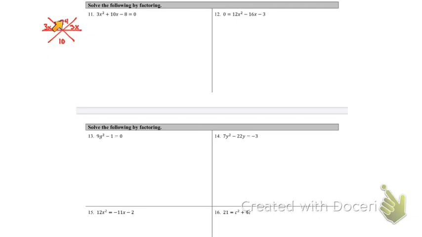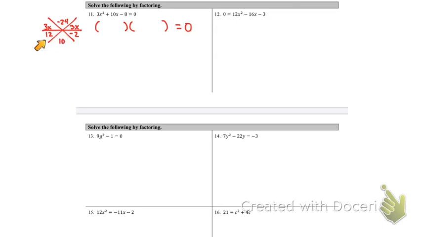What multiplies to negative 24 that adds up to positive 10? And that answer is going to be 12 and negative 2. Okay, so 12 times negative 2, negative 24. 12 and negative 2, positive 10. And now we're going to put this into factors form. Keep in mind we have this equal to 0 now because we're going to solve.